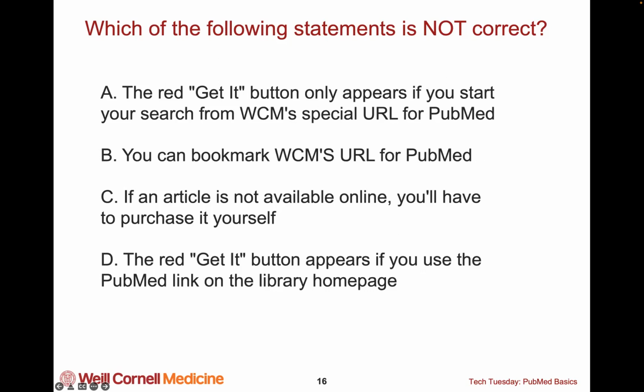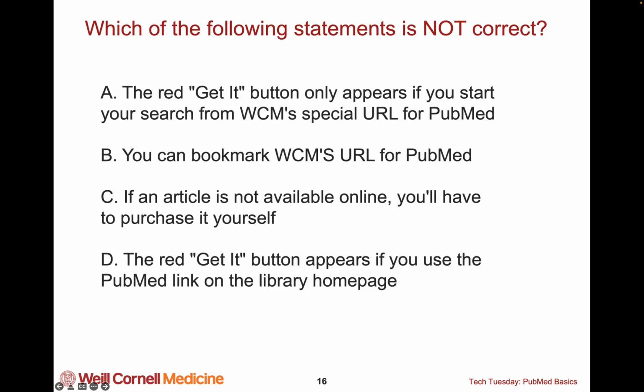A majority of those who answered did get this right. So the correct answer is if an article is not available online, you'll have to purchase it yourself. That is not correct. We will do our best to get you any article. If it's not available online using the Get It button, there will be an option to request it using the library's interlibrary loan service. So you should never have to pay for an article, even if you hit a paywall somewhere on the web.